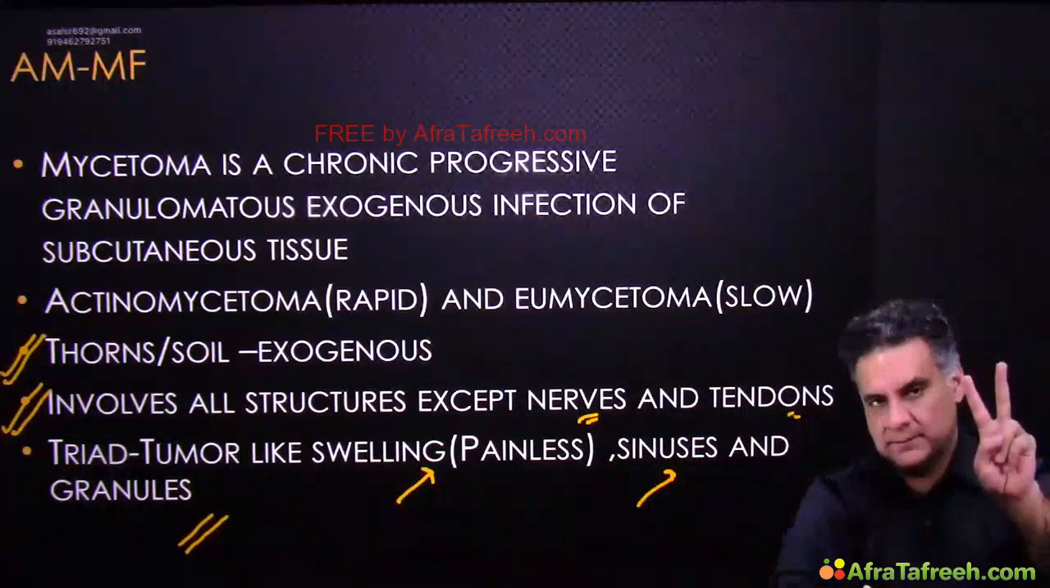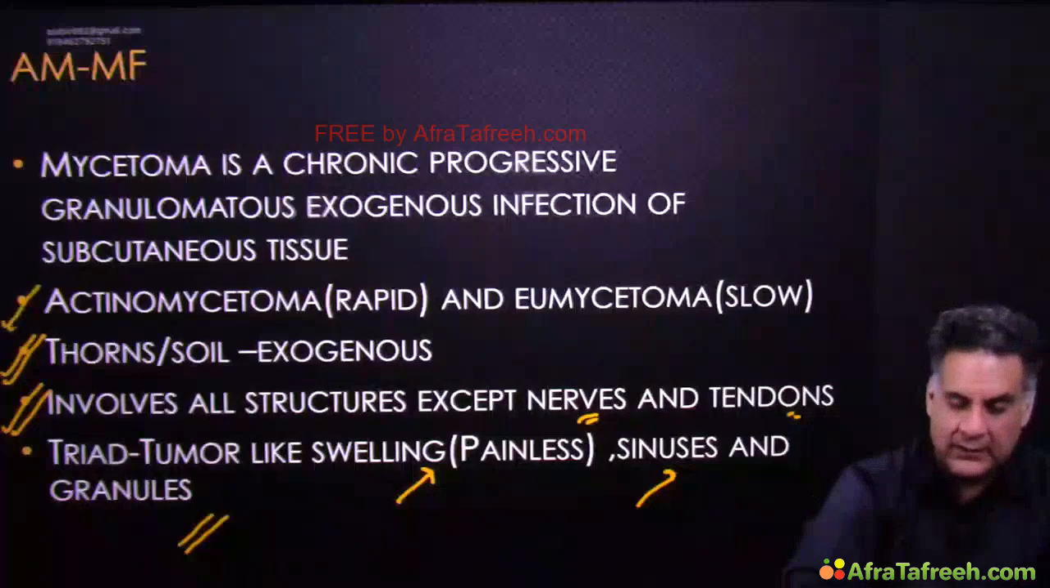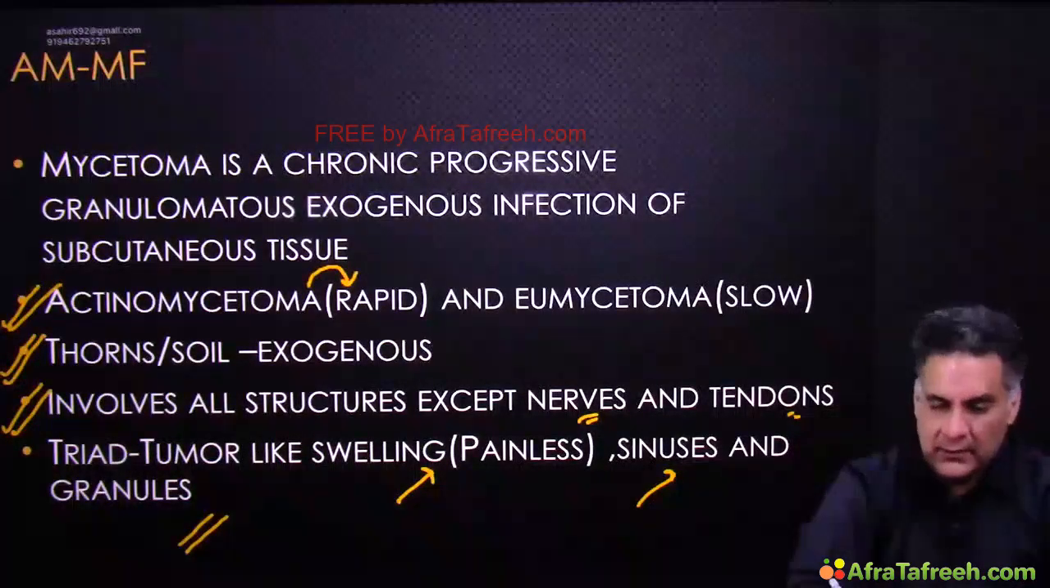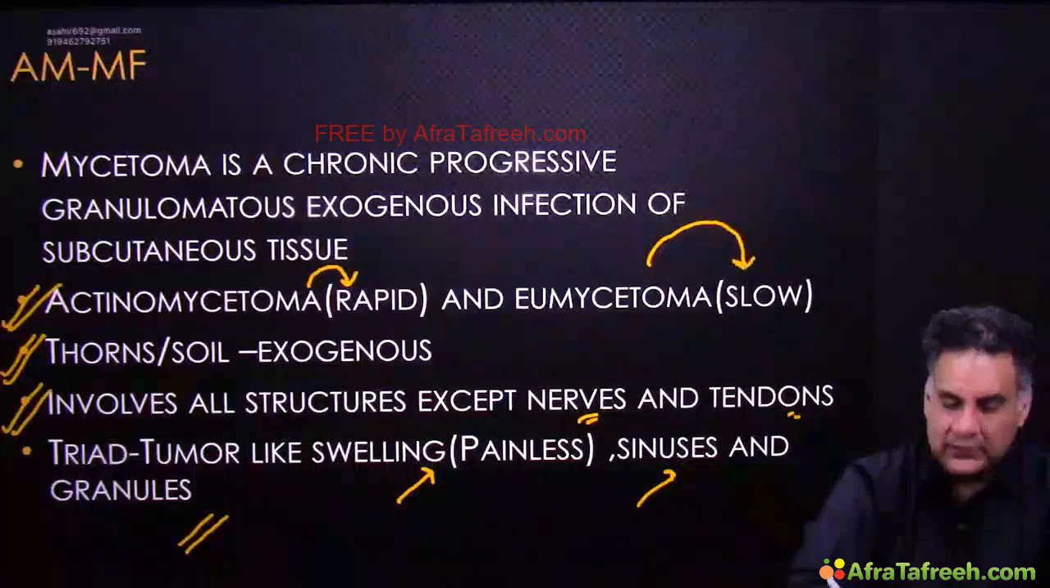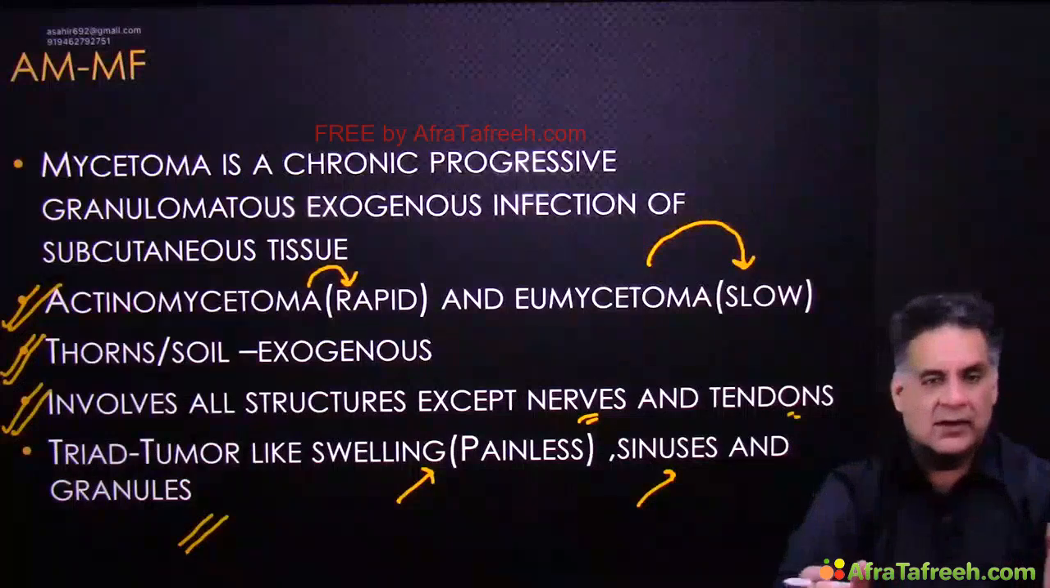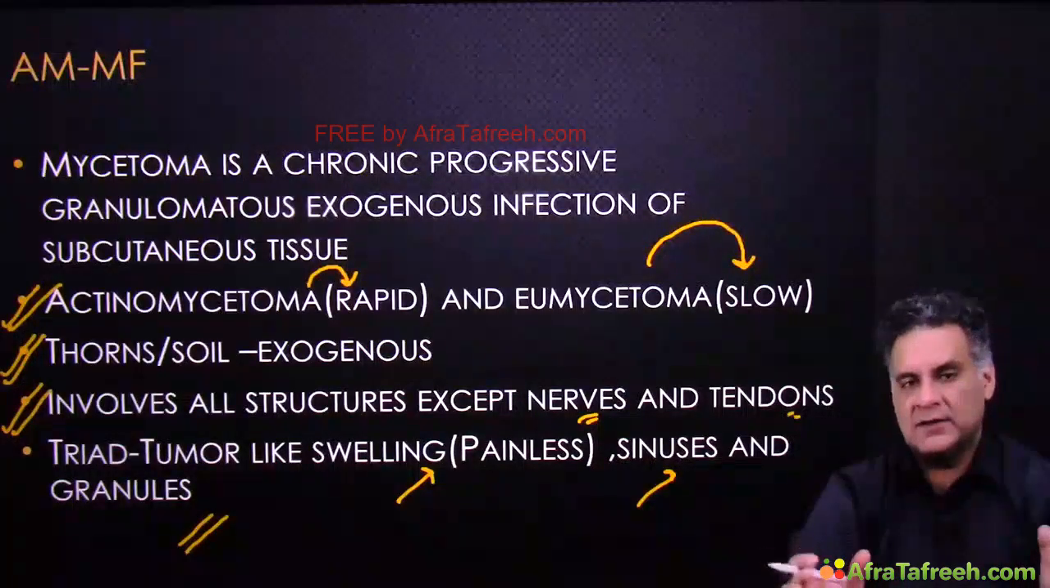Two types. Actinomycetoma, which is rapid, with a bacterial cause. Eumycetoma, a slow grumbling infection, with a fungal cause. So it's a granulomatous infection of subcutaneous tissue.